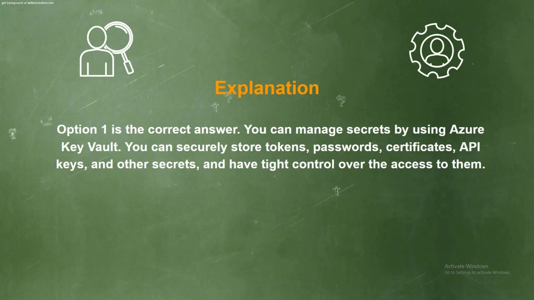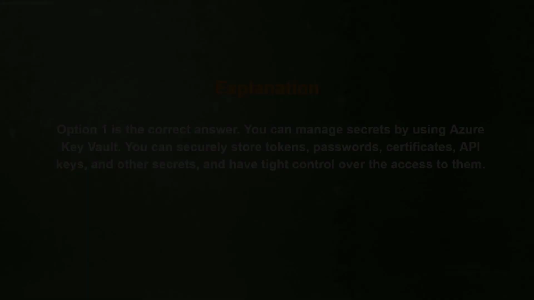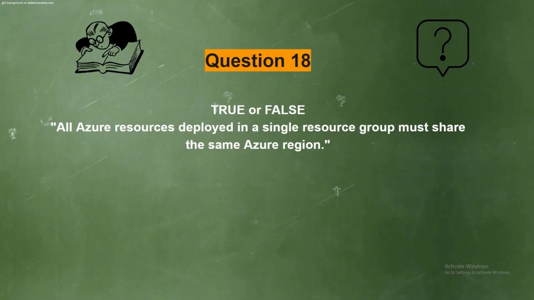Explanation. Option 1 is the correct answer. You can manage secrets by using Azure Key Vault. You can securely store tokens, passwords, certificates, API keys, and other secrets, and have tight control over the access to them.